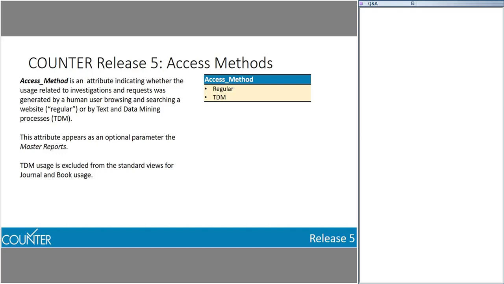And if you add that into the regular usage, then it really skews the numbers, because it's unlikely that in a given month, every article of every journal from that publisher will be used. So by keeping them separate, this keeps it all nice and clean. And in the code of practice, we try to make it fairly clear as to what the differences are and under what circumstances you would count something as regular versus text and data mining.